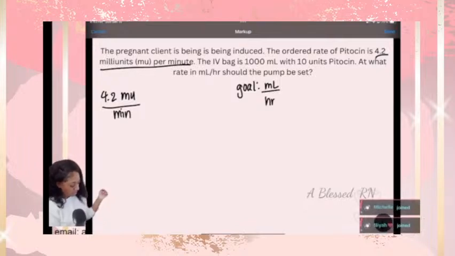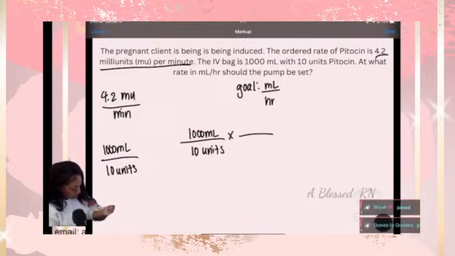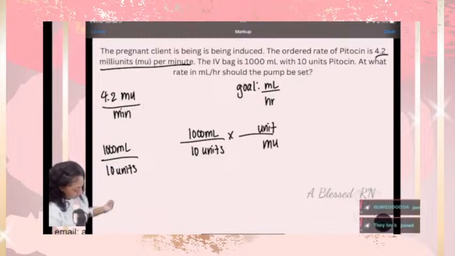All right, let's look here. We got 1,000 mLs with 10 units of Pitocin in it. We're looking for milliliters per hour, so I'm going to start with my milliliters on the top: 1,000 ml over 10 units. My units are at the bottom, but we have milliunits, so we need a conversion, don't we? Yes, we do. So unit is going to go on the top, milliunit will go on the bottom. I'm going to put my number by the biggest unit and my 1,000 by the small little crumbs of the cookie that it takes to make one big cookie.